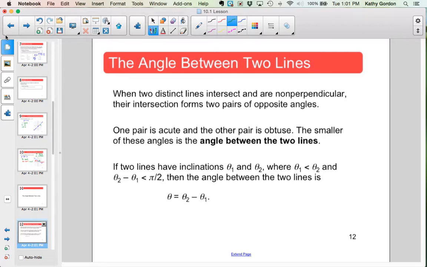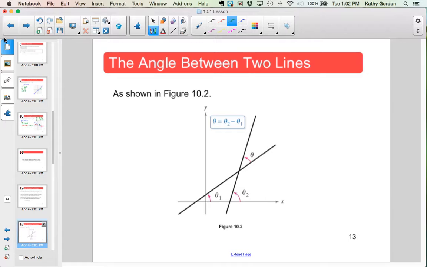But if we have the two inclinations, which you're calling theta 1 and theta 2 for the two different lines, and one of them is smaller than the other one, and the difference of the two stays less than 90 degrees, because we're looking for the acute, right? So if all of those things happen, then we can say the theta, which represents the actual angle between the two lines, is simply the difference of the two inclinations of the lines. So graphically, this is what we're saying. Whatever this inclination is, minus whatever this inclination is, because that one's obviously bigger, is going to give me whatever that angle between the two lines is.